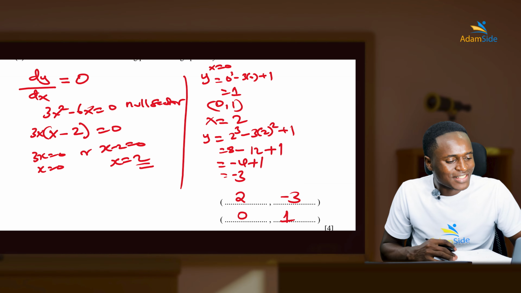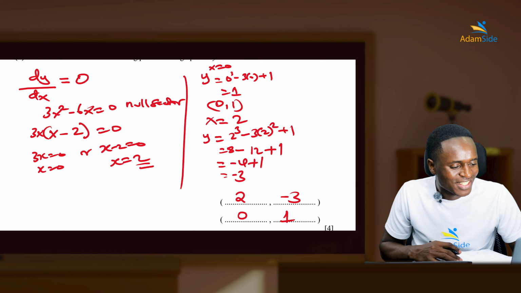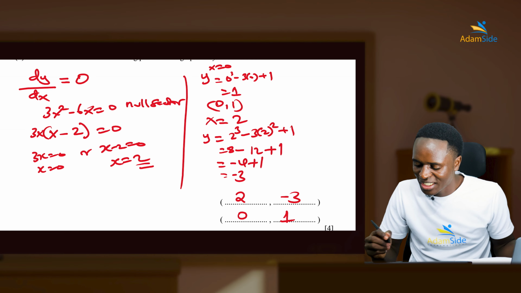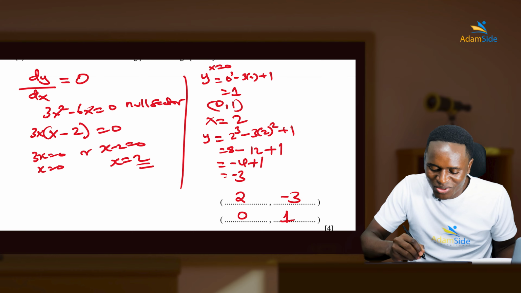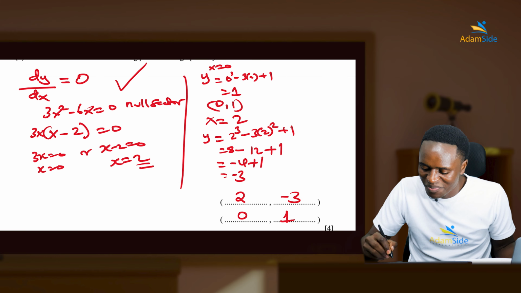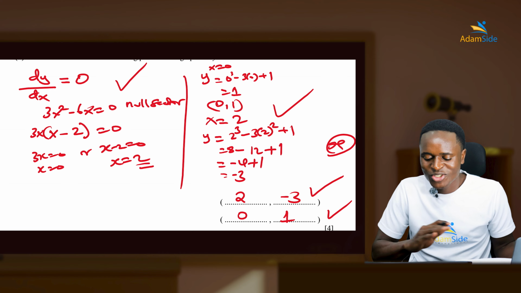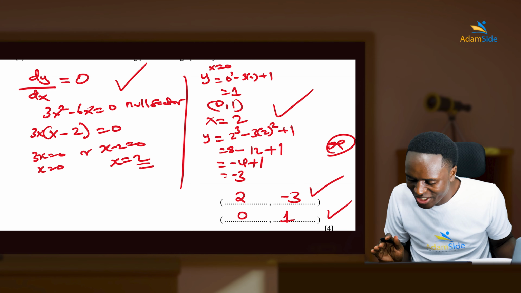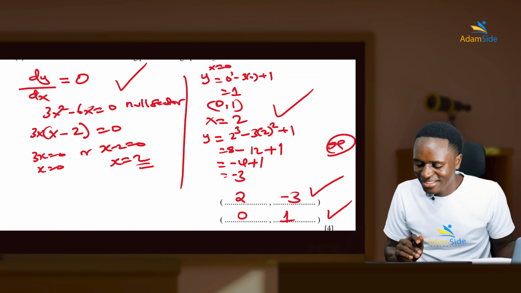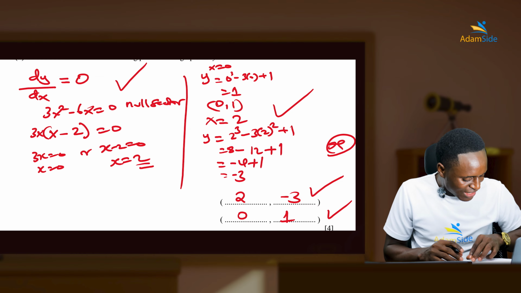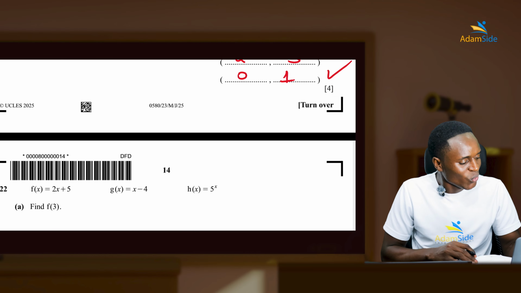And we get our answer like that. As simple as it is. So we have 0, 1, and 2, negative 3. You get all 4 marks. There's a mark there, a mark here, a mark here and a mark there. You get your full 4 marks. There's no way the examiners will deny you with correct step working, because this is an uncalculator paper. Let's go to question 22.